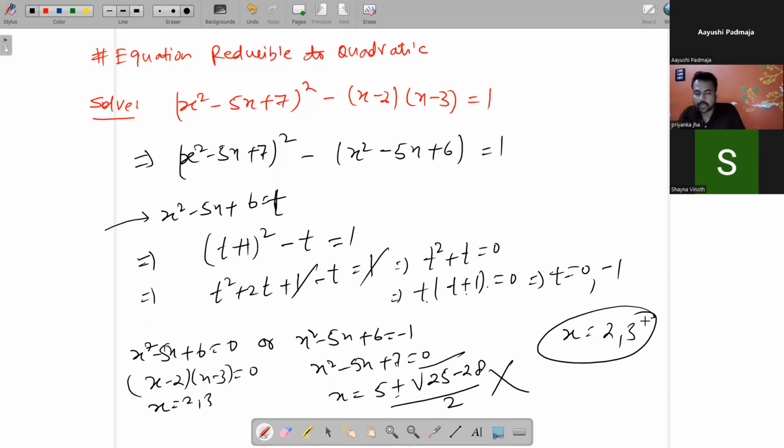Suppose in case they ask you to find the value of x. In that case, they might not consider only real values. So from here you can get non-real values as well. How? So x will be 5 plus minus square root of minus 3. So in that case, we know how to define iota. Root 3 iota upon 2. Else, if we talk about real value of x, then we'll discard this and we'll take 2 and 3 only. Right?